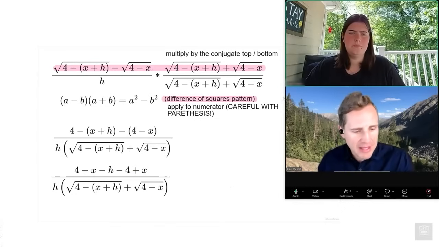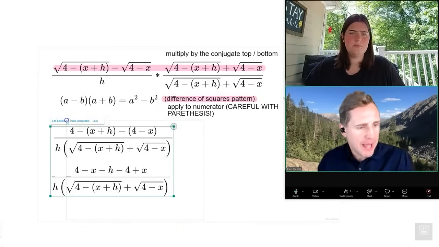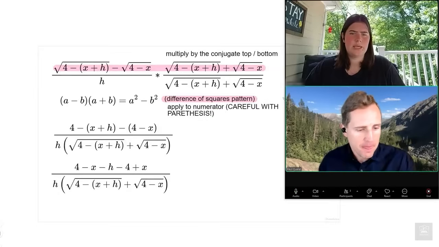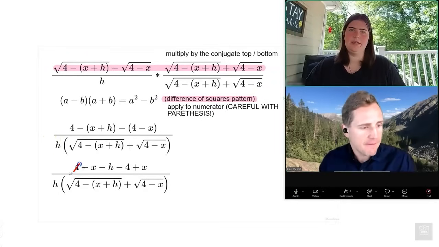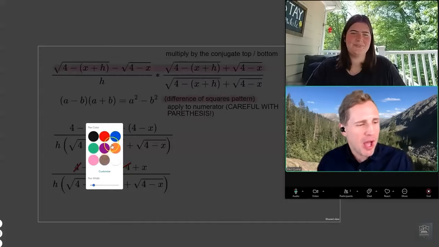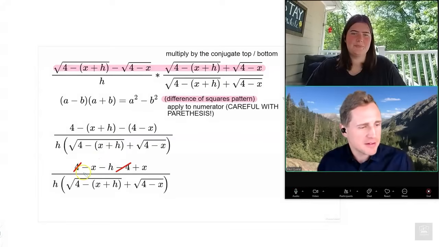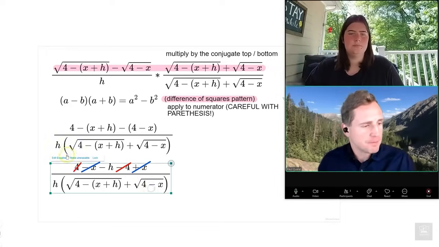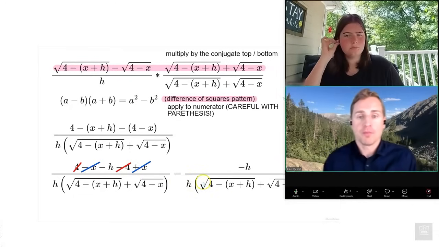Okay, so now we're at that lovely step. What happens to the positive 4 and the negative 4? They cancel, definitely. And then how about the plus x and the minus x? They also cancel. Yeah, exactly. So we could just see it there. And so we just get negative h for the numerator, right? Okay, we are almost home.